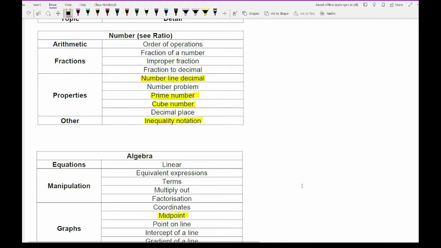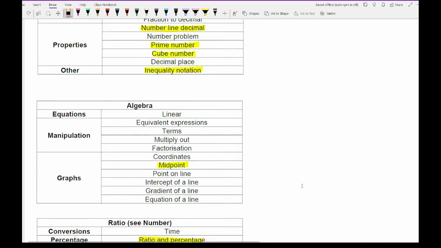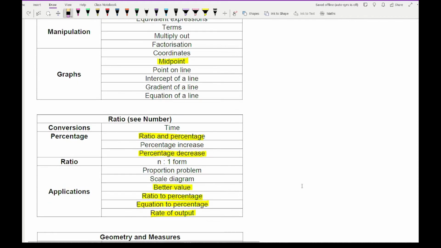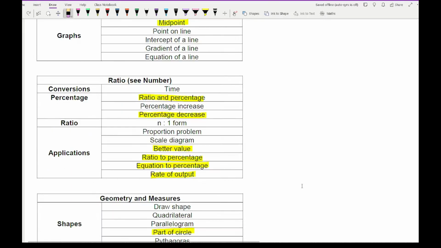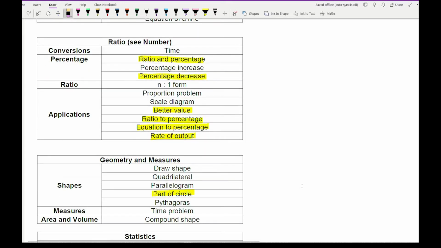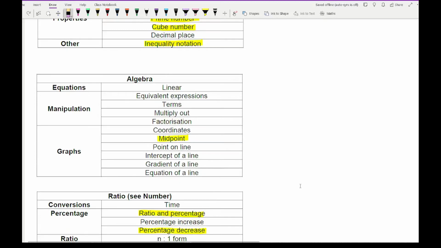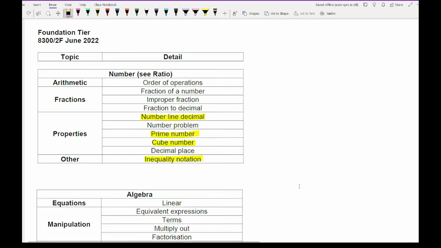Cube numbers is not on there. Inequality notation, midpoint, ratio to percentages, percentage decrease, better value, equation to percentage, rate of output, parts of a circle, and the other ones there. So from doing this paper, I would say those topics aren't really emphasized. When you are revising, make sure that you do cover those topics, and I'll include some links to videos that do cover each of these topics.